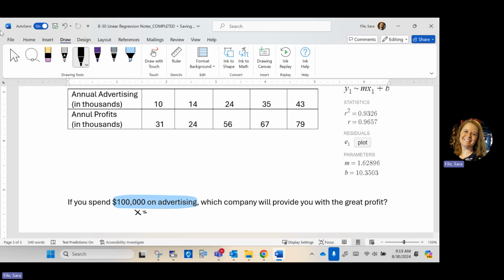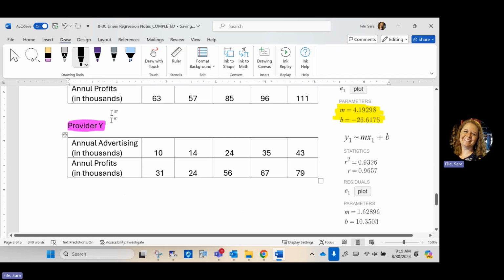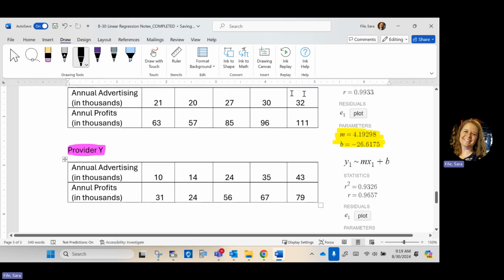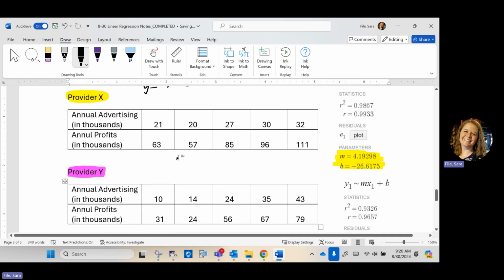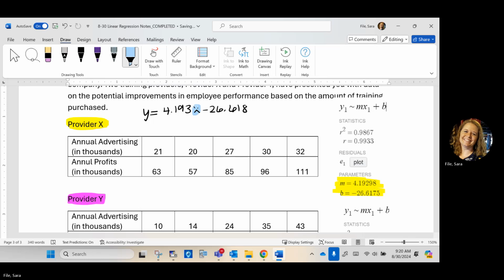In advertising, look at our tables. Advertising, do any of these have the thousands on them? No, they're just notated that it's in thousands. So I'm not actually going to plug in 100,000. I'm going to plug in 100. Okay, so they're wanting me to plug in 100 for x.